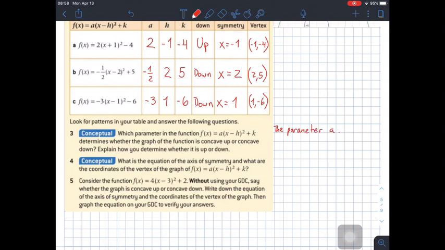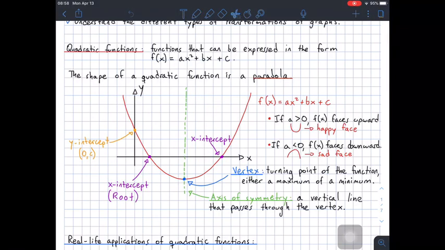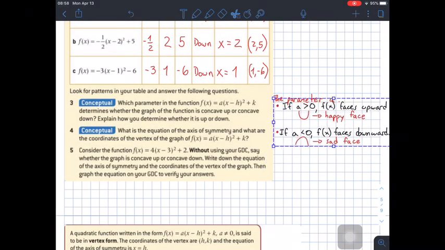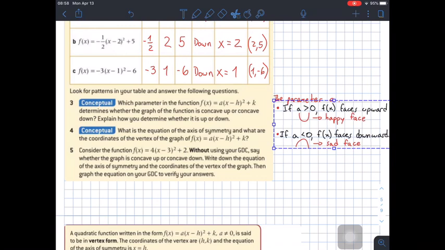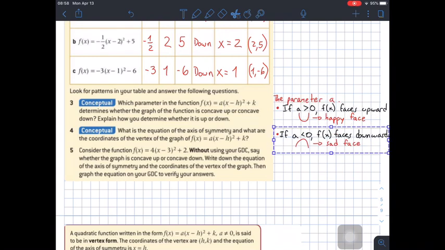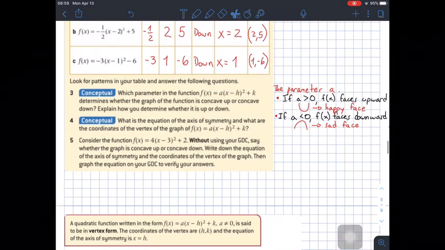And here we could write, let me take this from the previous class. We already did this. If a is positive, then it's a happy face. There we go. If a is positive, then it opens upward, and if a is negative, it opens downward. Okay, there you go.